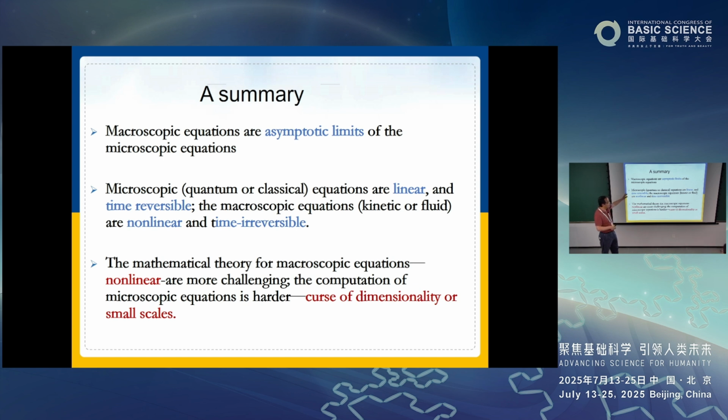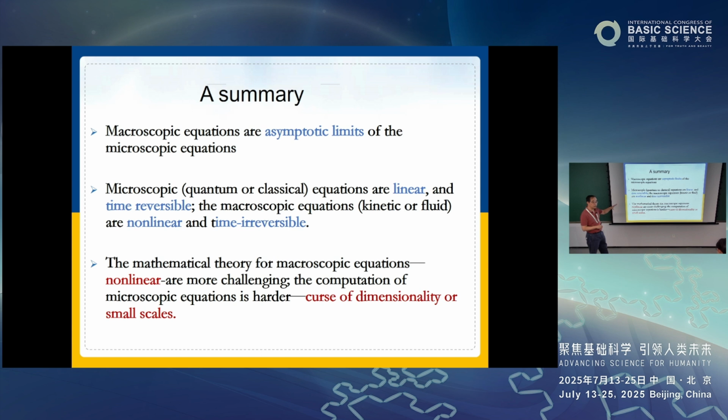So the microscopic equations are linear, which is mathematically easier, but computation is a challenge because the number of degrees of freedom is too large. You have the curse of dimensionality. And these macroscopic equations, be they kinetic or fluid equations, are nonlinear. So mathematically, they are challenging. Okay? Mathematical justification is very challenging. And the microscopic models are time reversible, but these macroscopic ones are time irreversible. So the mathematical theory for macroscopic equations is very hard. Okay, these are nonlinear PDEs, very difficult.